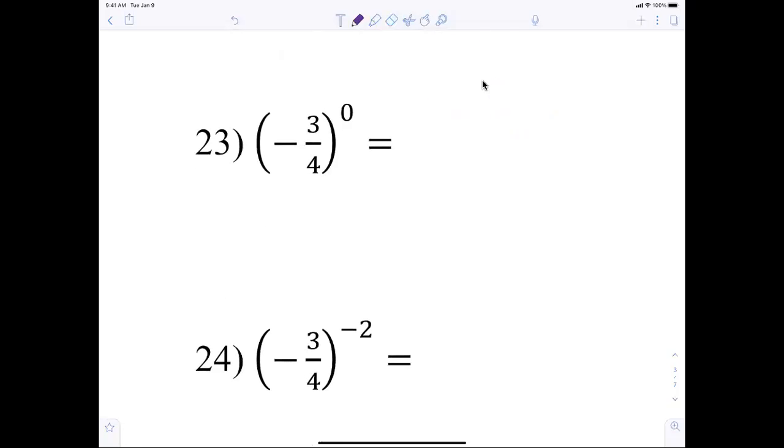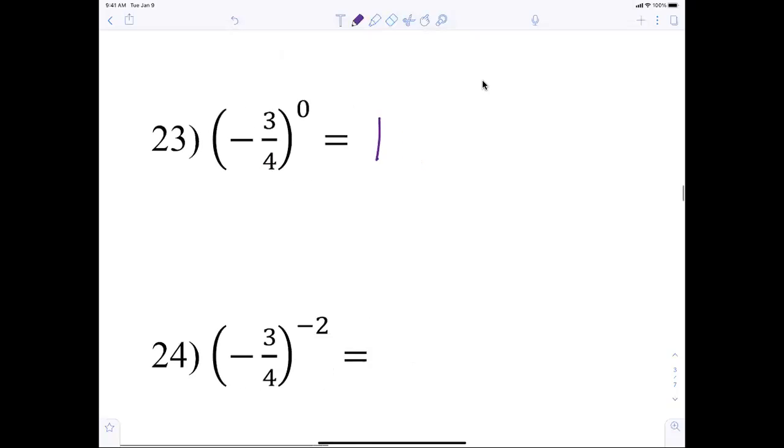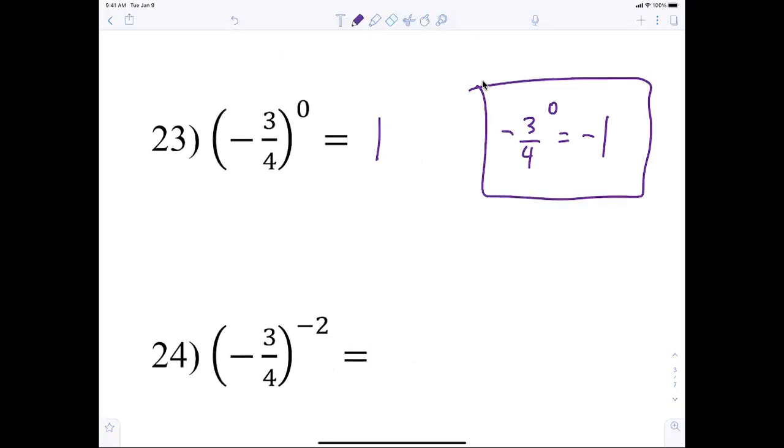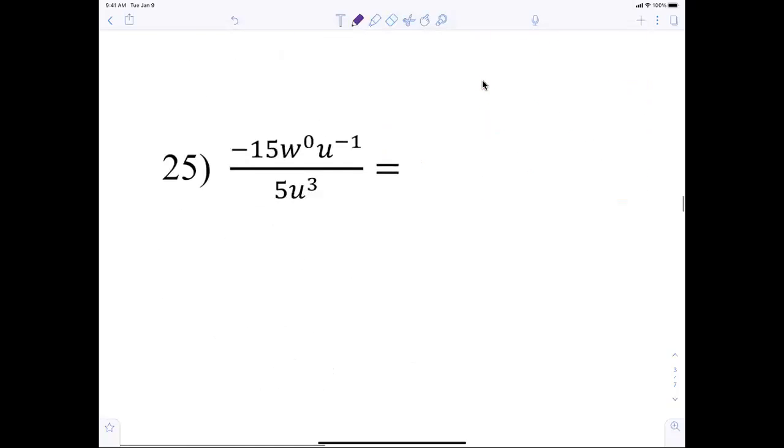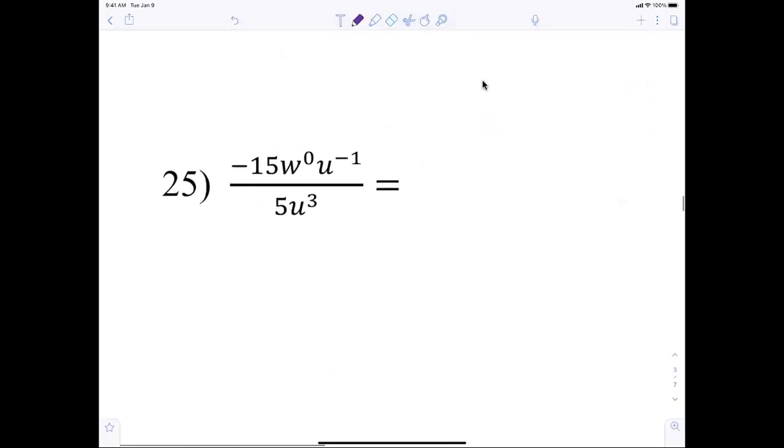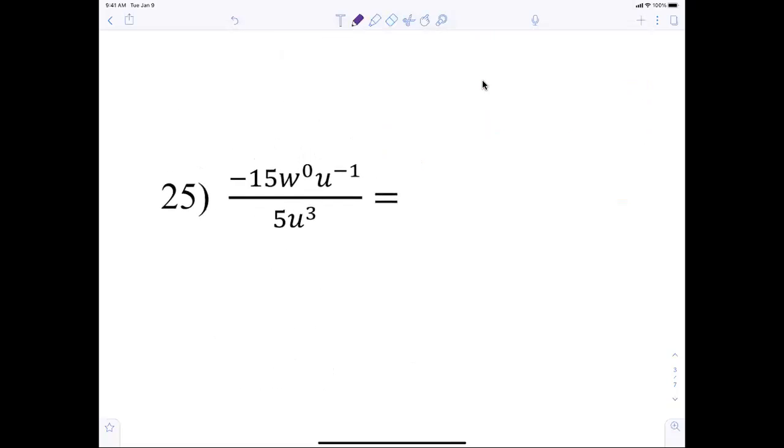Anything to the 0 power is 1. Now notice the negatives in parentheses. I want everybody to make a note to yourself. If I said -3/4 to the 0, what would that be? -1, because the negative is now not to the 0 power. So make yourself a note. You need to know that. If it's in parentheses, the 0 is to everything that's in the parentheses.